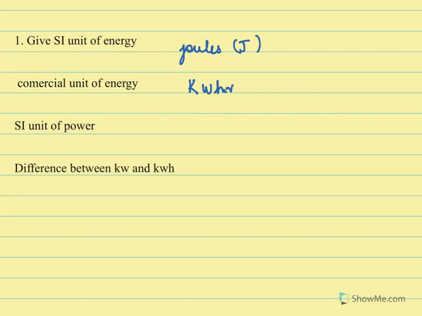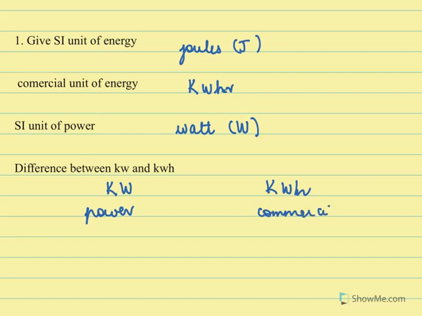The SI unit of power is watt, written as W. Difference between kilowatt and kilowatt hour. Kilowatt is a unit of power, not the SI unit, just a unit of power. The SI unit of power is watt. Kilowatt hour is the commercial unit of energy.